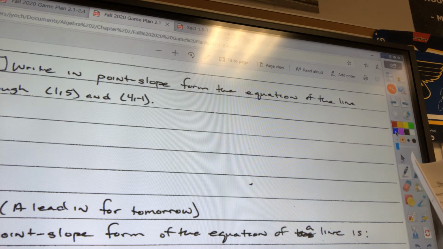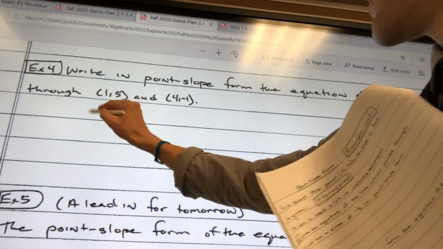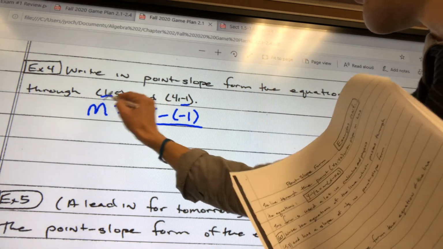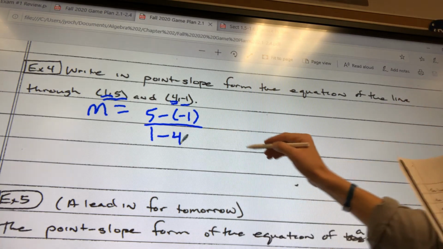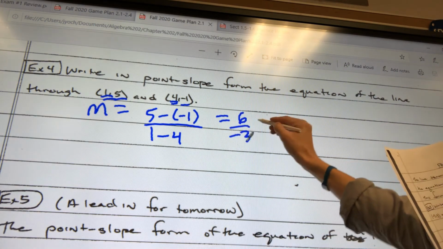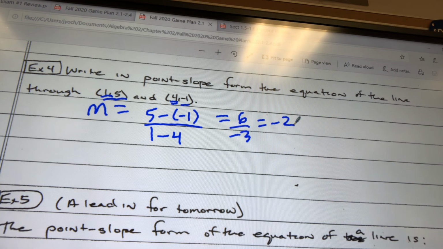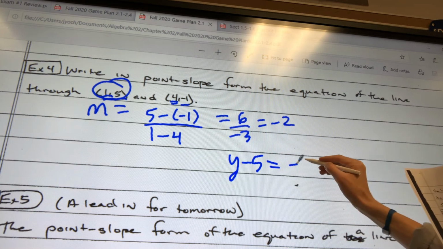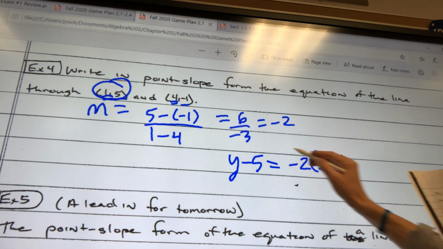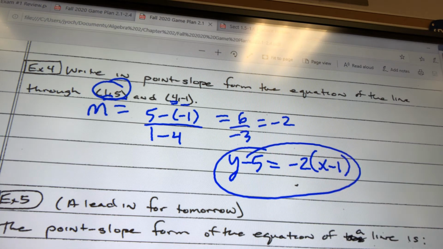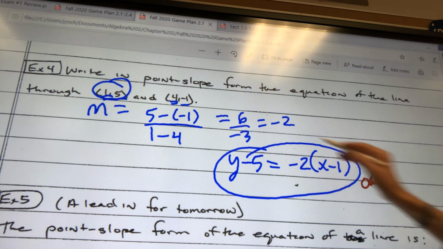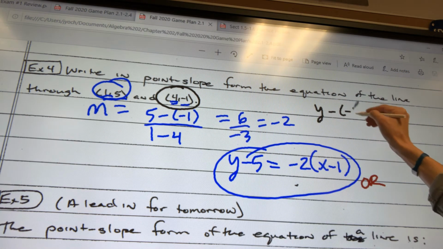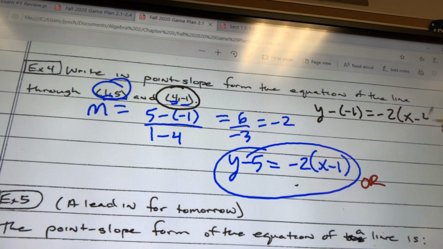So point slope form first requires you to know what the slope is. So m is 5 minus a negative 1 over 1 minus 4. All right, so 6 over a negative 3, which is a negative 2. Now, point slope form says, let me use this one first. I'm going to write it 2 different ways. It says y minus the y value is equal to the slope times x minus the x value. Or, if you wanted the other one, you could use that ordered pair. And you could say y minus the y value is equal to the slope times x minus the x value.